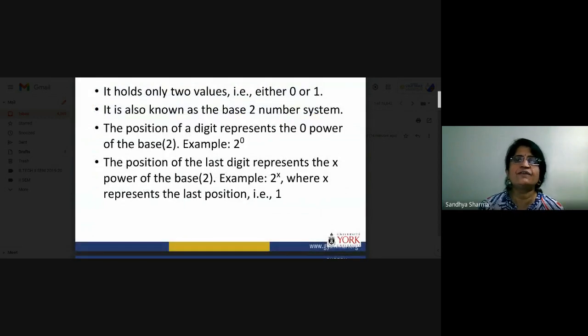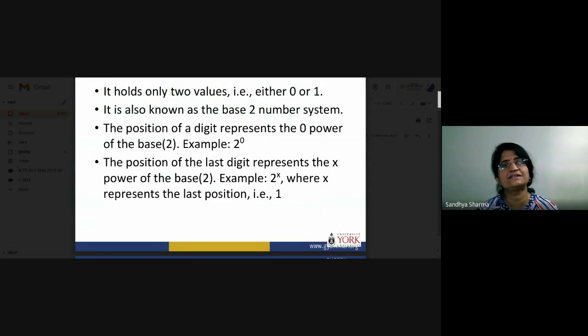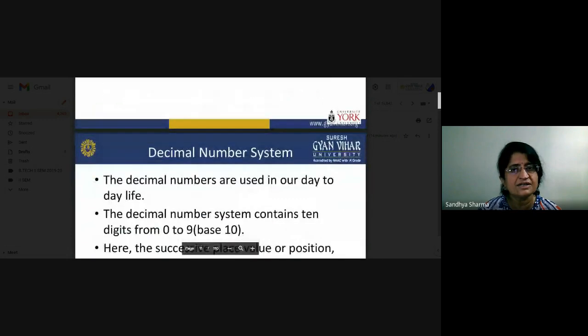Suppose the position of the last digit represents 2 to the power x, meaning how many digits you are using. So the last position is indicated as 2 to the power x, where x represents the last position of that particular 1 or 0. We will further use this system.